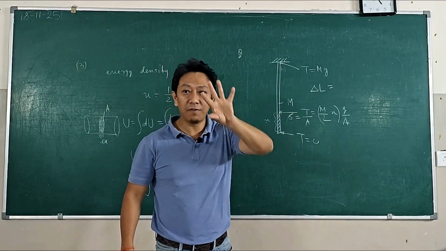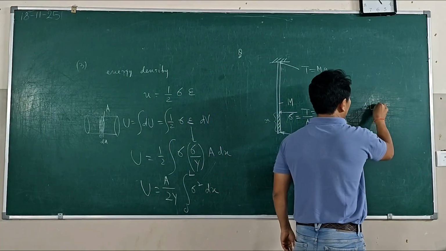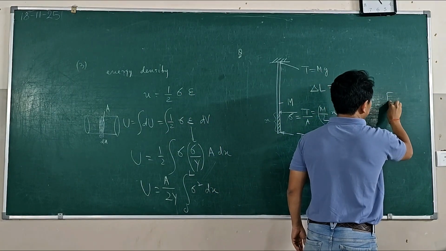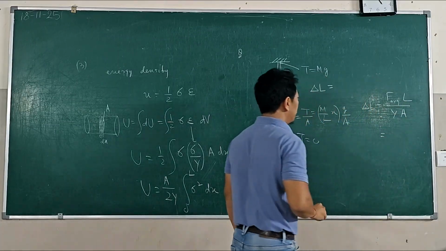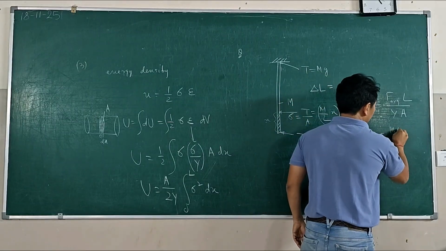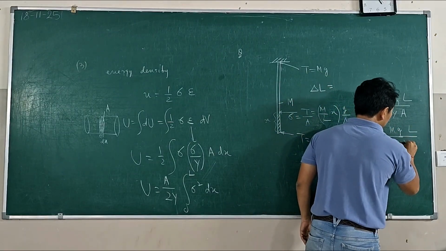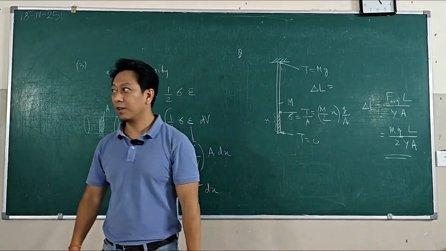Unnecessary. We have our shortcut. So what was the shortcut formula for delta L? Average force L by YA. What is average force? Here tension 0, here tension mg. So what is average force? mg by 2 L by YA. Understood everyone? But please try to do integration and check. You will get the same answer.